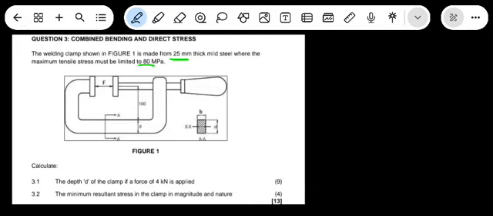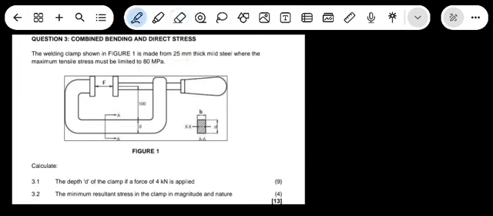Here we can see figure 1. Question 3.1 says calculate the depth of the clamp if a force of 4 kilonewton is applied. We want the force on the clamp, and we have to calculate the depth.